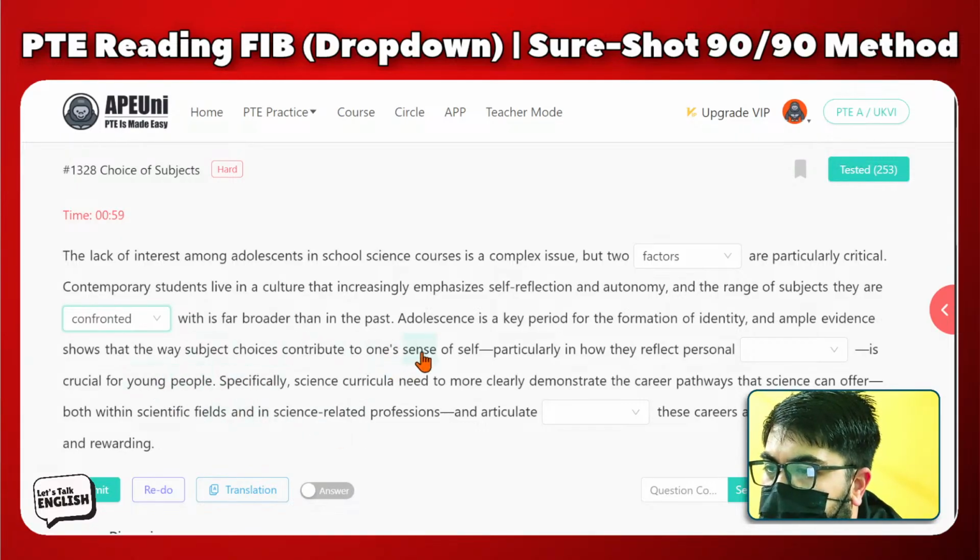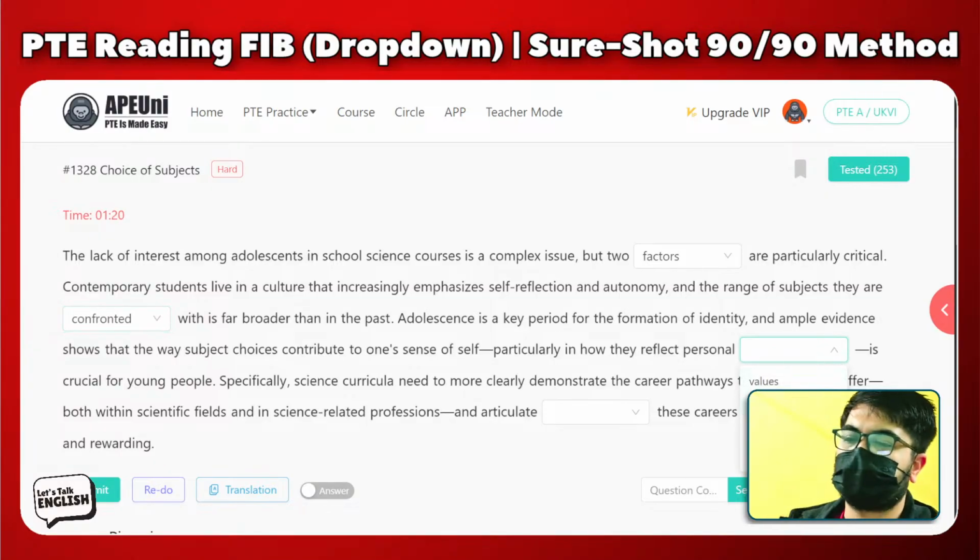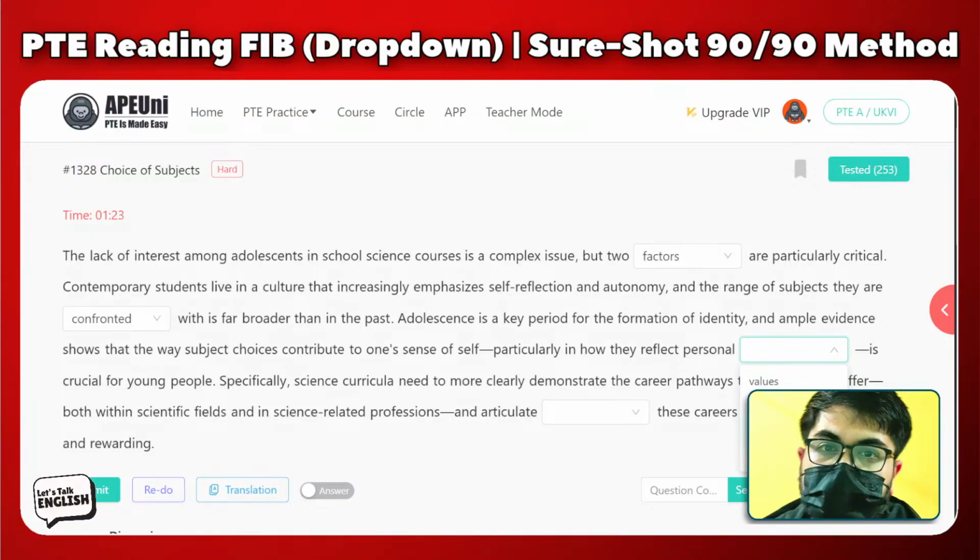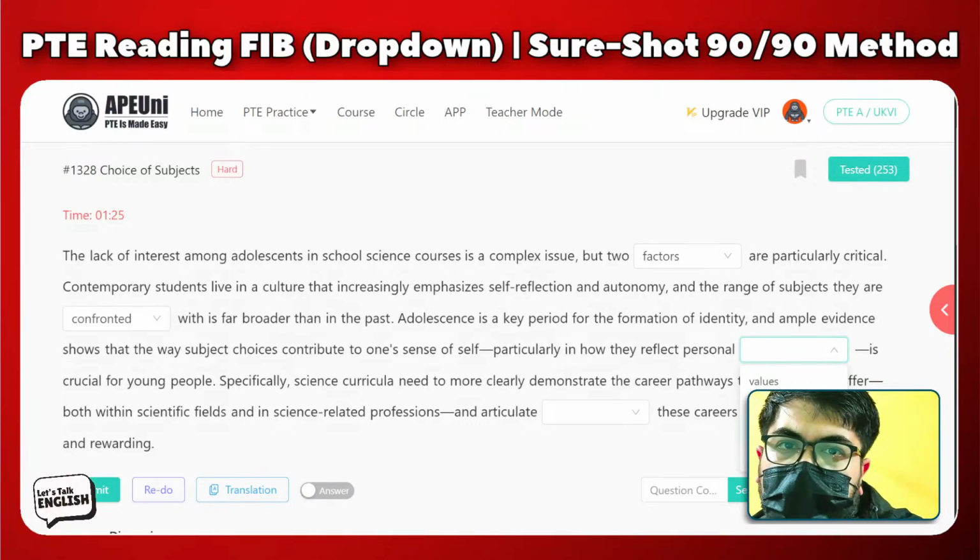Adolescence is a key period of formation of identity. Ample evidence shows that the way subject choices contribute to one's sense of success, particularly in how they reflect personal... is crucial for young people. Personal identity? Okay, resume is for job, morale, someone else will boost. Right?